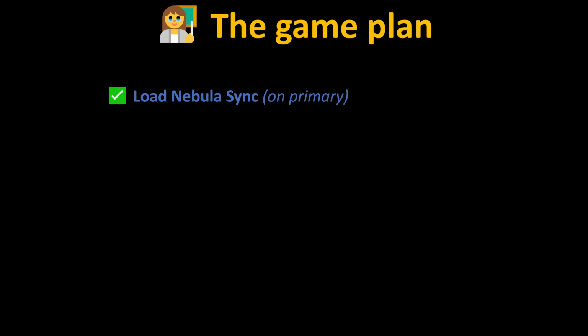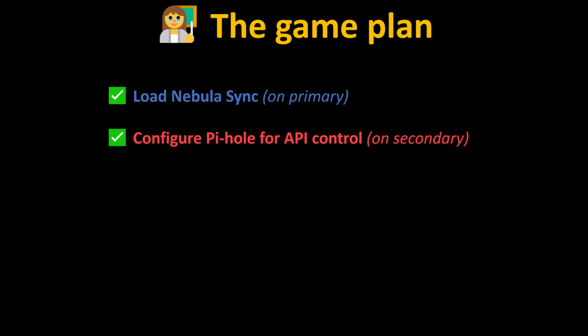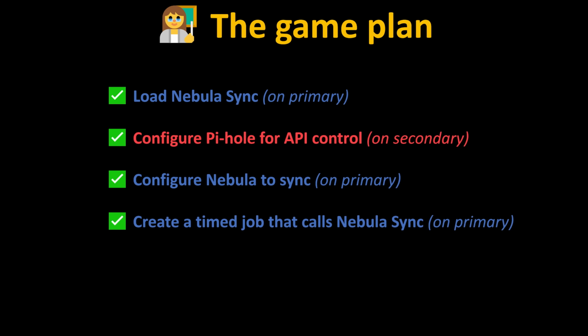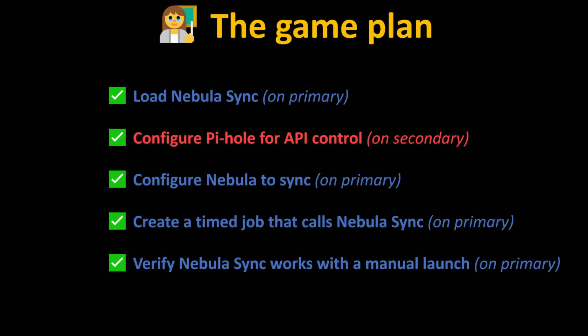Today, you're going to load Nebula Sync on the primary Pi-hole, configure the secondary Pi-hole to allow API control, configure Nebula to sync from the primary to the secondary instance, create a time job that calls Nebula Sync, and verify Nebula Sync works with a manual launch. So if you don't have a second Pi-hole instance, you're going to have to wait until you have one. I mean, you're welcome to watch this video regardless, of course.